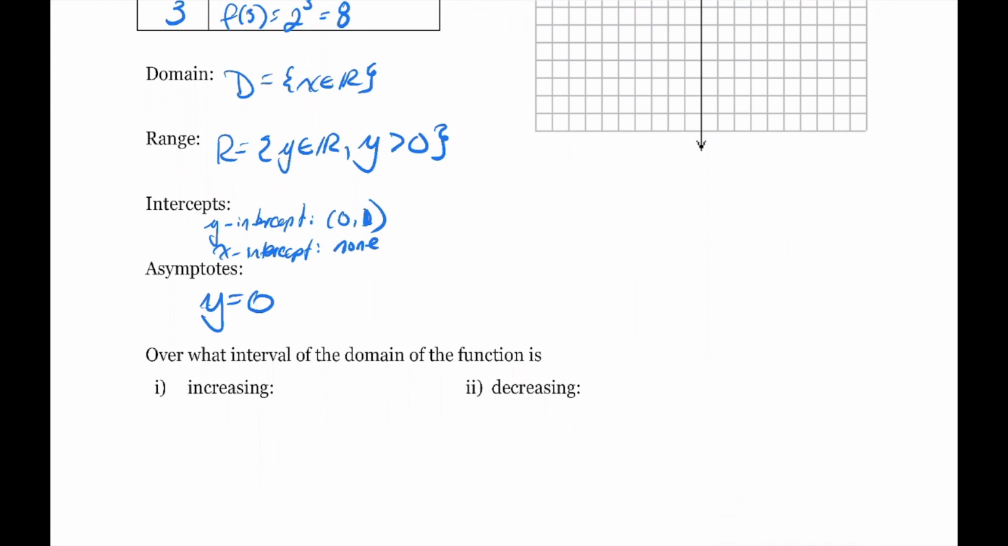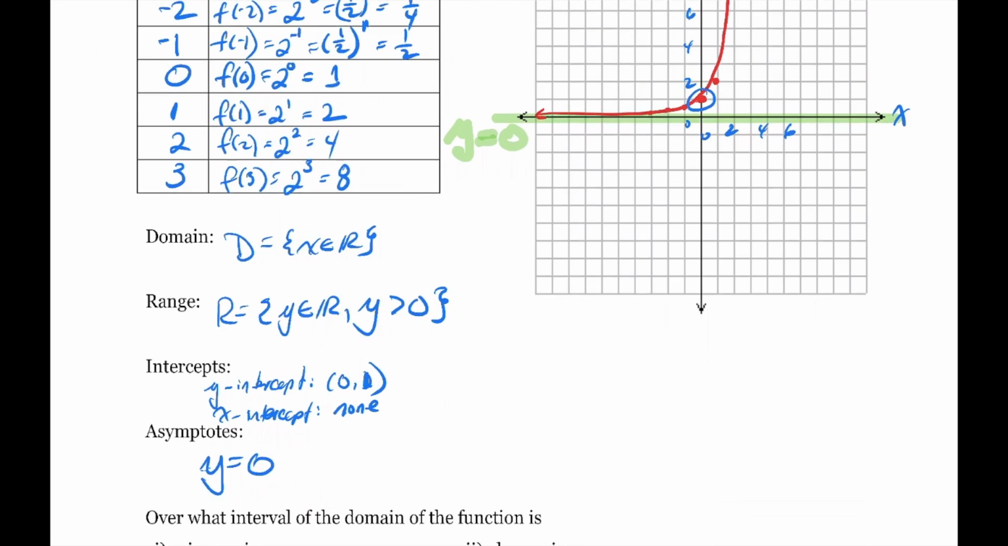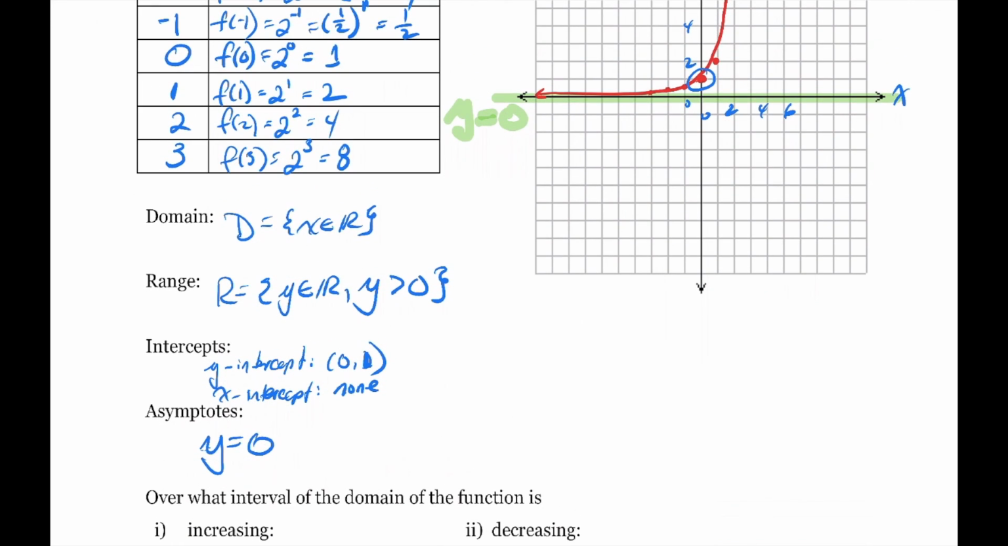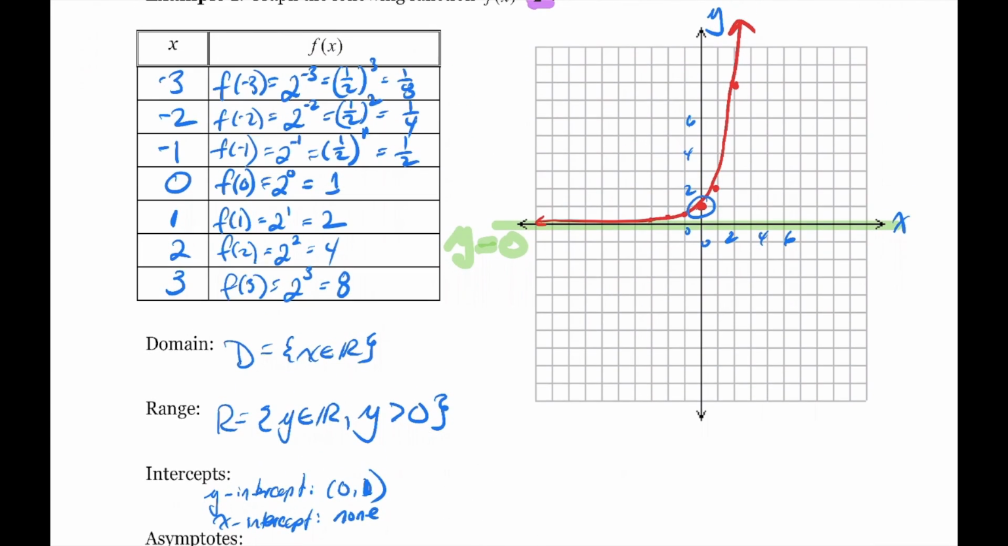A couple other questions we want to answer: over what interval of the domain is this function increasing? In other words, as x gets bigger, where is y getting bigger? In this case, we will discover that's actually everywhere, and nowhere is it decreasing. In other words, nowhere is x getting bigger while we get smaller values of y. Okay? And hopefully, from the graph, it's really apparent that the exponential function is an increasing function.